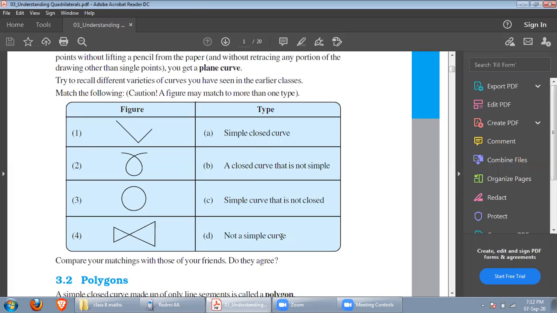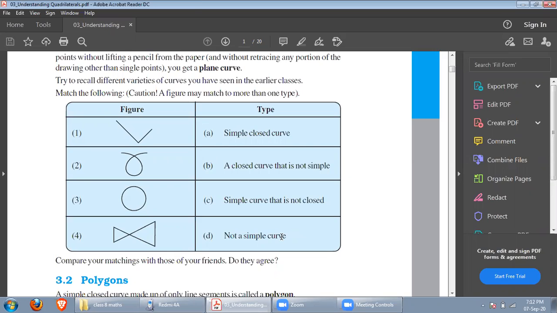C. D. C. What? C. Yes. You are saying D. It is a simple curve that is not closed. Figure 1 is type D. So you're saying it is not a simple curve. Okay, number three. What is number three?